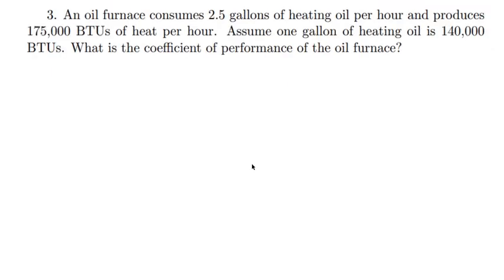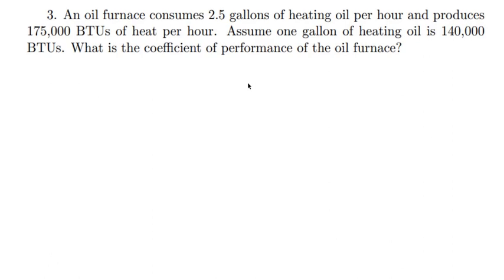So we can use that number we calculated in part 2 to compare one heating system to another to see how efficient they are. The energy you put into a system, the energy you get out of a system, we can compare those two using the coefficient that we just calculated. The higher coefficient means it's more energy efficient. So in part 3, an oil furnace consumes 2.5 gallons of heating oil per hour and produces 175,000 BTUs of heat per hour. And then it says assume 1 gallon of heating oil is 140,000 BTUs.